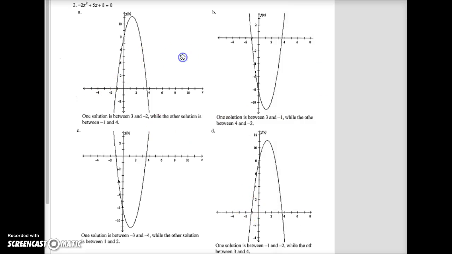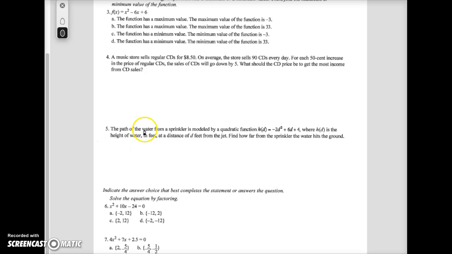So I come back over here and look at this. It says one solution is between negative 1 and 4. The other one says 3 and 4. We know our answer was 3.6. That's between 3 and 4, so it has to be D. So we're going to come over here, and our answer to number 2 is D. Now we're going to go on to question 3.